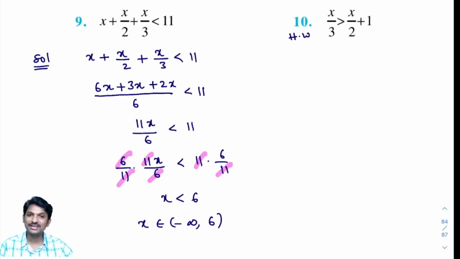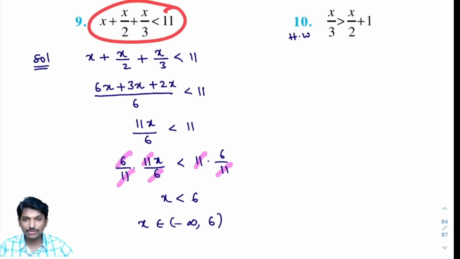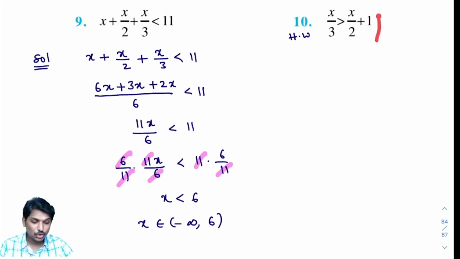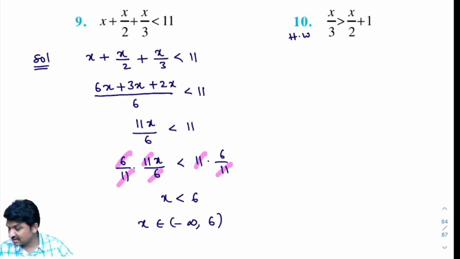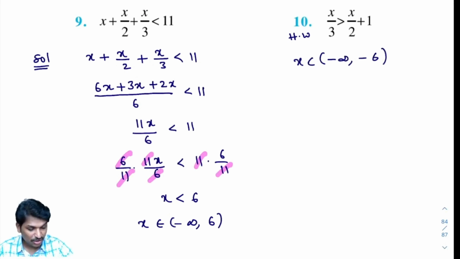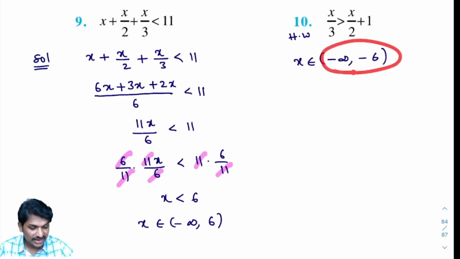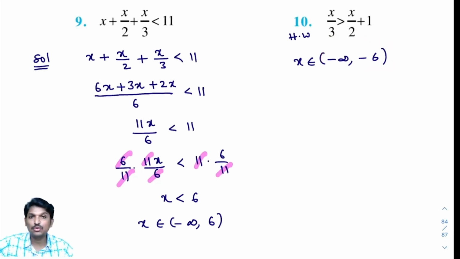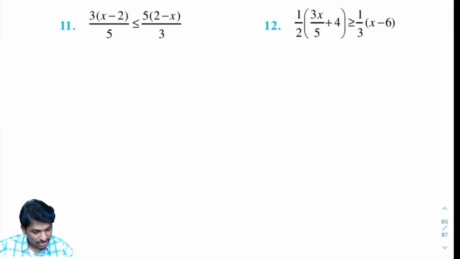So what I am trying to say is, first you can learn this 9th problem, how to do this type of problems. Then to get perfection, you must try one problem on your own. Okay, the 10th question's answer is minus infinity to minus 6. This is the answer. x belongs to this interval; any real value in this interval definitely satisfies this inequality. Now we'll move to the next question.